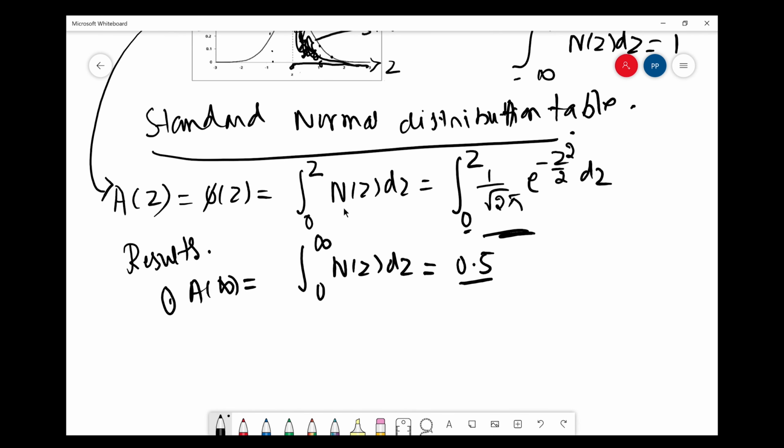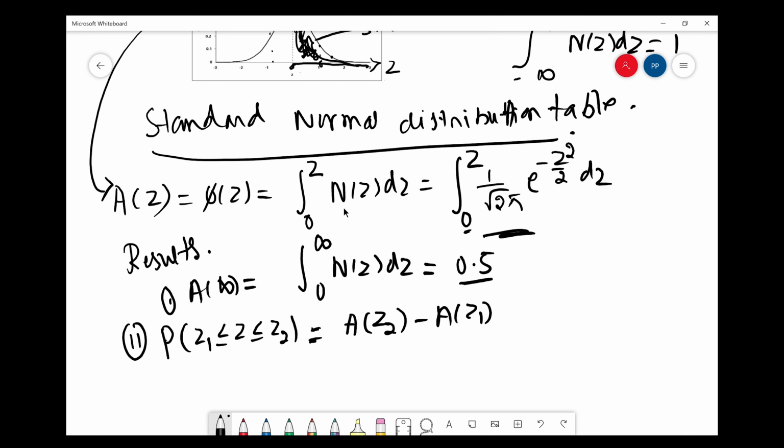Second one. Now let us consider the probability over a positive interval z1 to z2. This can be shown to equal A of the upper limit z2 minus A of the lower limit z1. The other notation for this A is phi; in some books they use phi instead of A. So phi of z2 minus phi of z1.